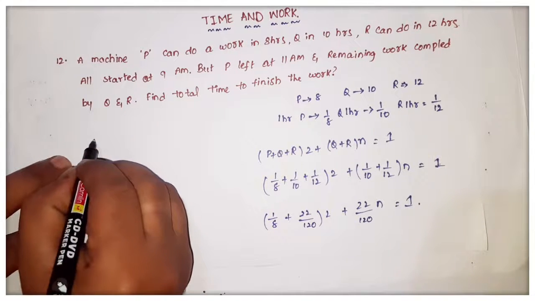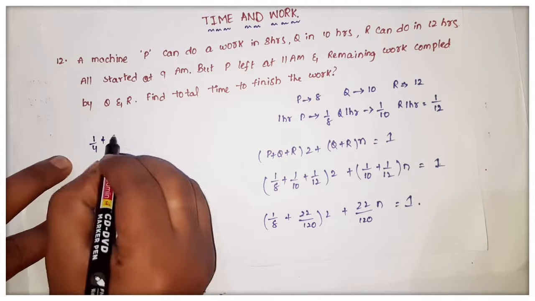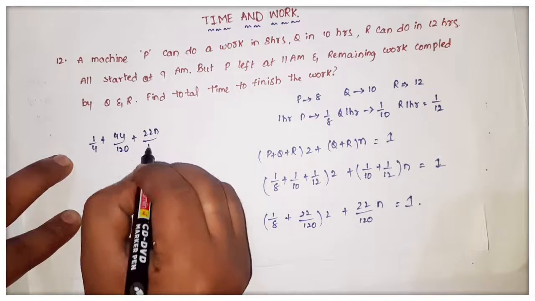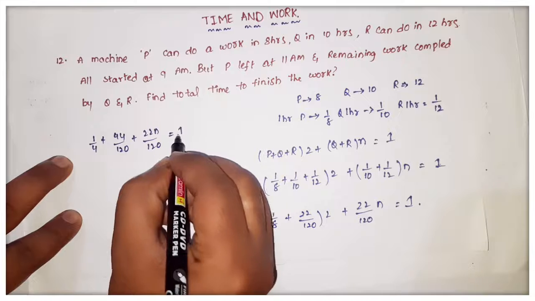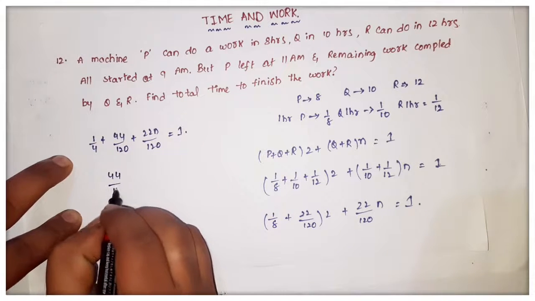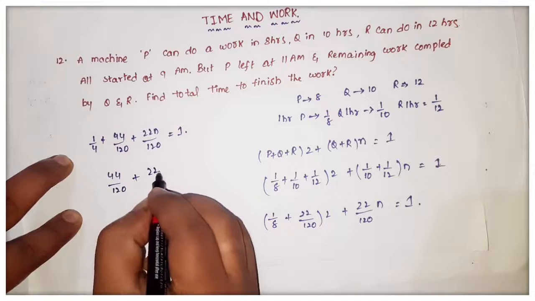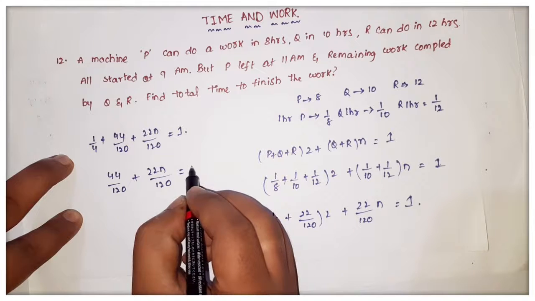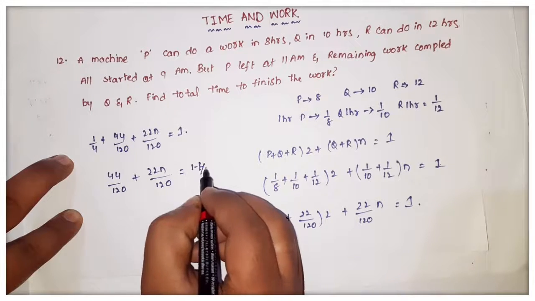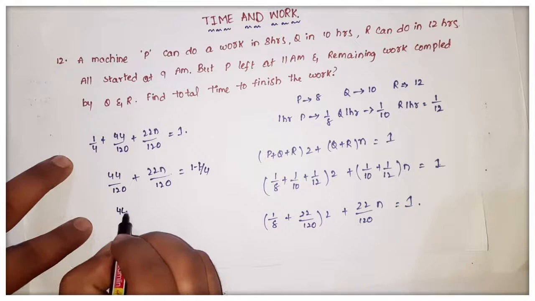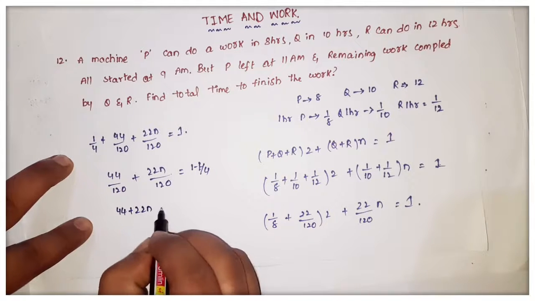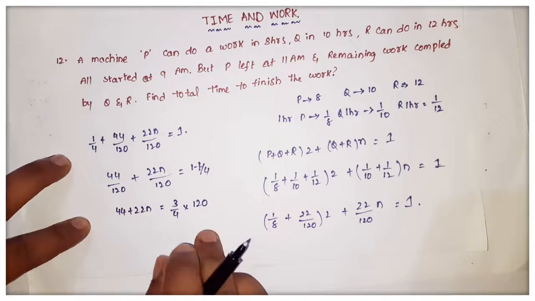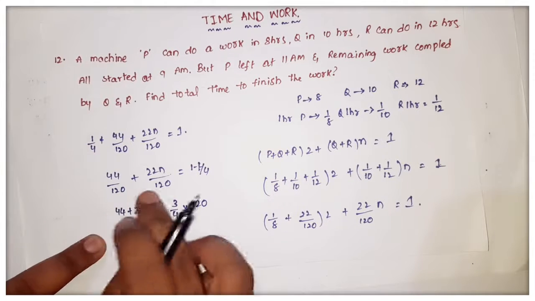If we multiply it by 2, 1 by 4 plus 44 by 120 plus 22N by 120 equal to 1. So 44 by 120 plus 22N by 120 is 1 minus 1 by 4. So 44 plus 22N equal to 3 by 4 into 120. We just took the LCM and sent 120 to that side.